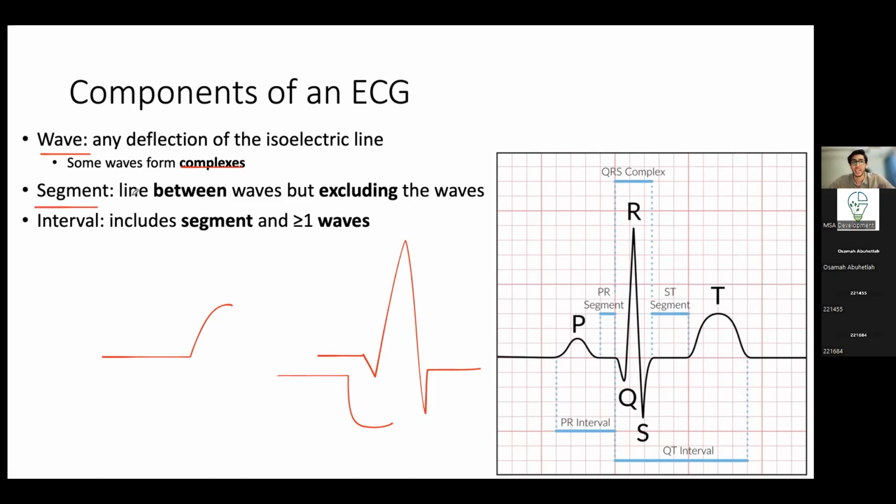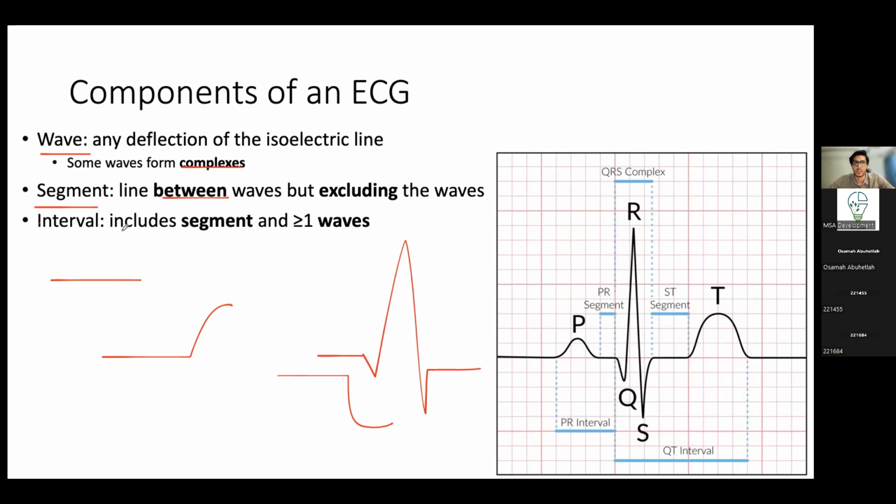A segment is a line between waves, but it excludes the waves. So a segment is an isoelectric line, which means it has to be horizontal. All right, it's between the waves, but it does not include the wave. Naturally, because if it included the wave, then it would not be a horizontal line. So a segment is a horizontal, isoelectric line between waves, but excluding the waves.